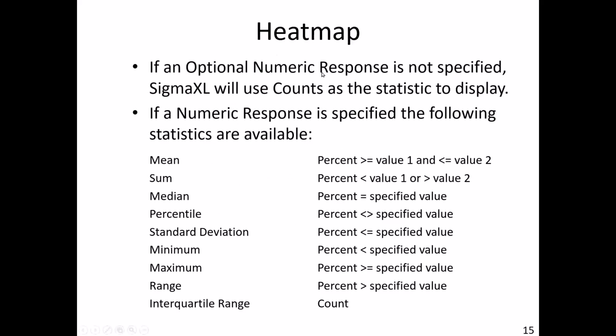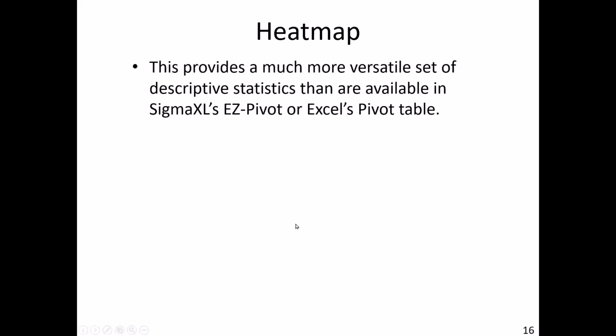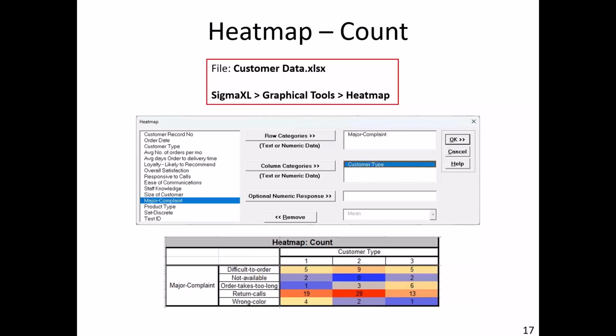If you do not specify a numeric response, then SigmaXL will use counts as the statistic to display. And if a numeric response is specified, you have lots of options. And this gives the heat map a real edge over pivot tables, whether it's R pivot tables or Excel pivot tables. You have a lot more choices. For example, the median is not available in the pivot table. Percent less than a specified value. All right. Interquartile range. So you just have a lot more choices. You'll see it's also very easy to use.